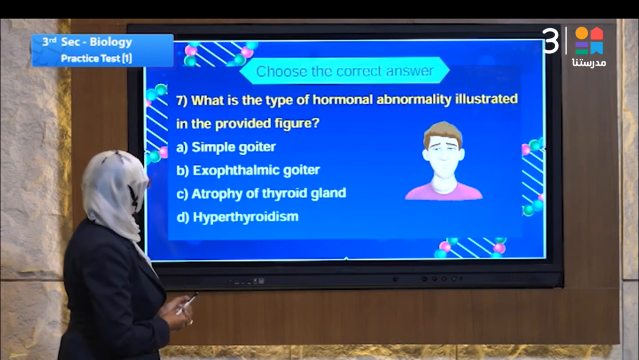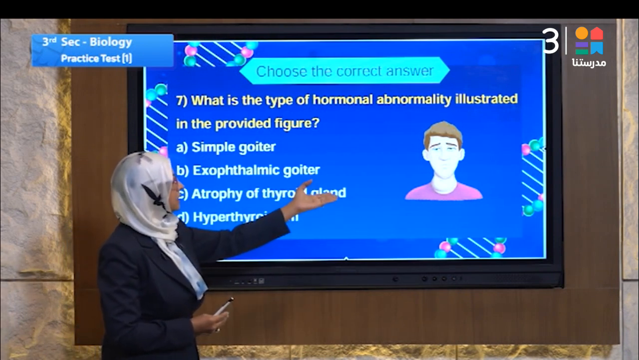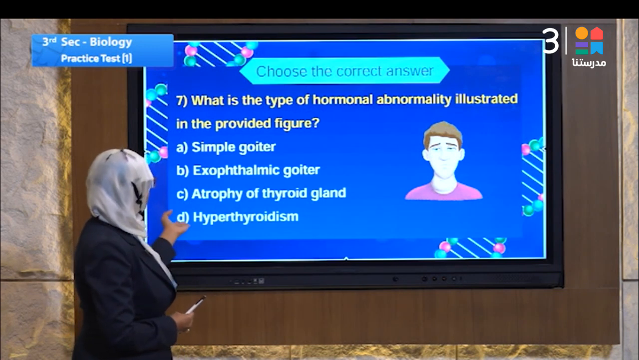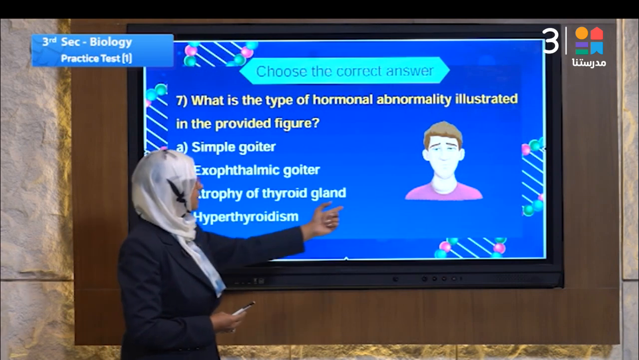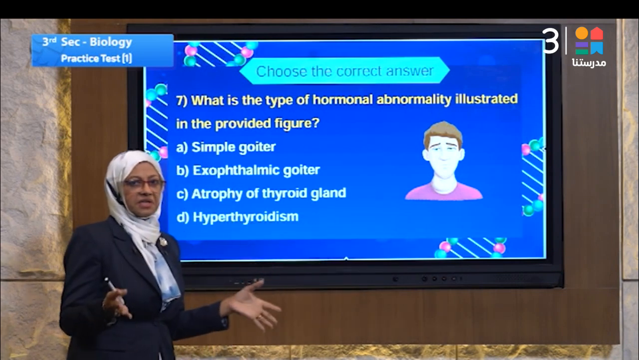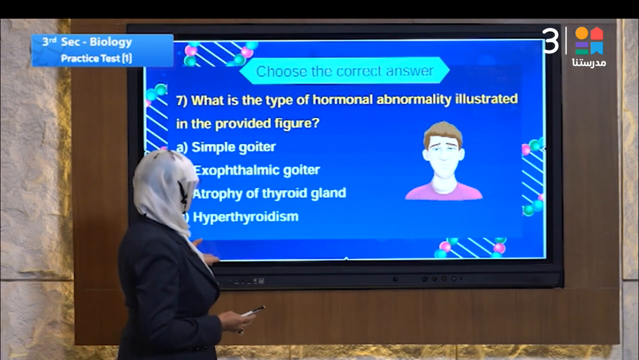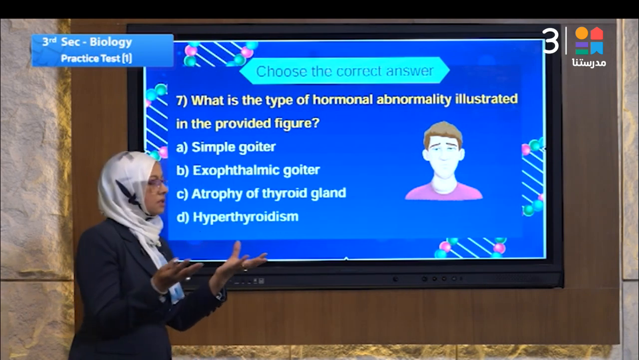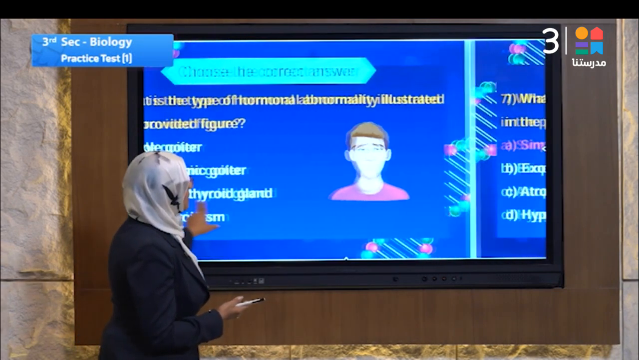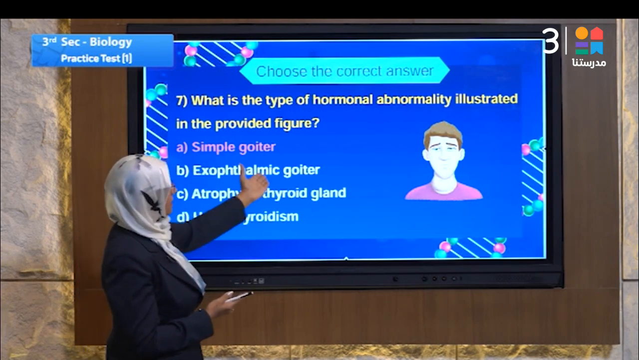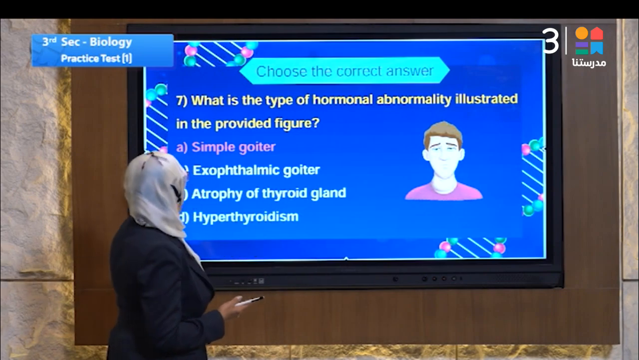No exophthalmic, because there is no protrusion in his eyes. Atrophy of thyroid gland is the decrease of the size of the thyroid gland. The thyroid gland is increased in size. Hyperthyroidism must have protrusion in the eyes. So the answer must be a simple goiter because it's a lazy one. Answer is simple goiter. Yes, simple goiter. It feels lazy. Yes, it's a thyroid.